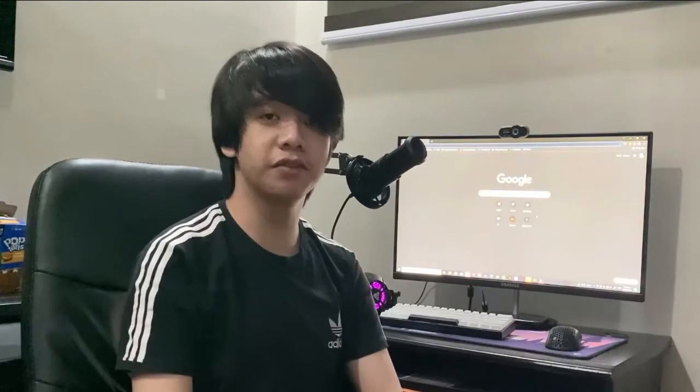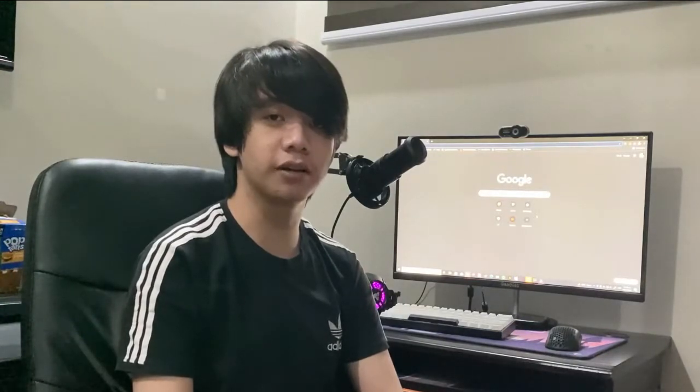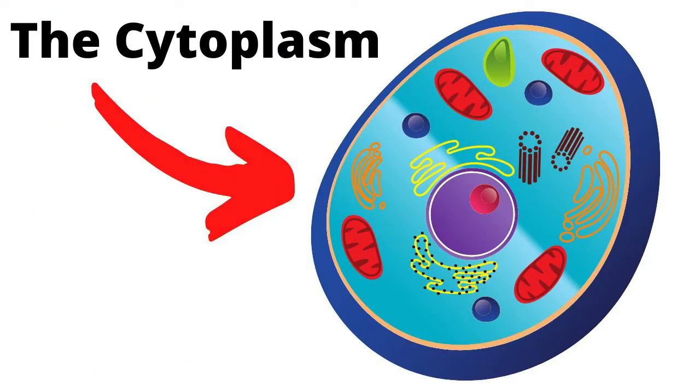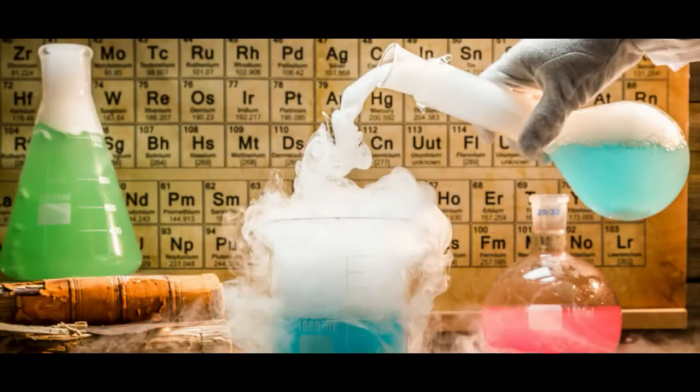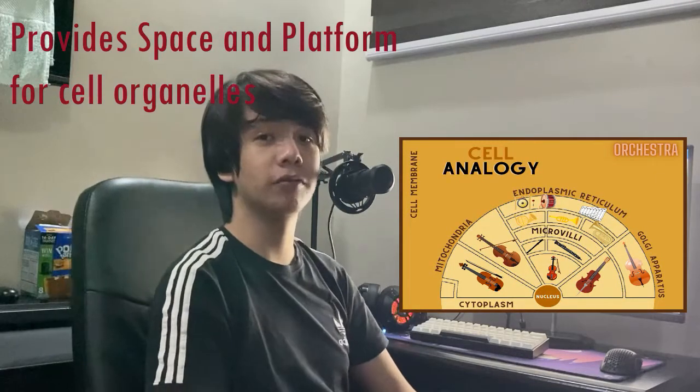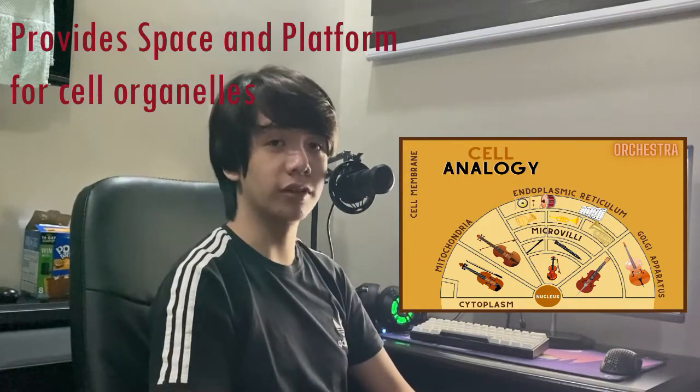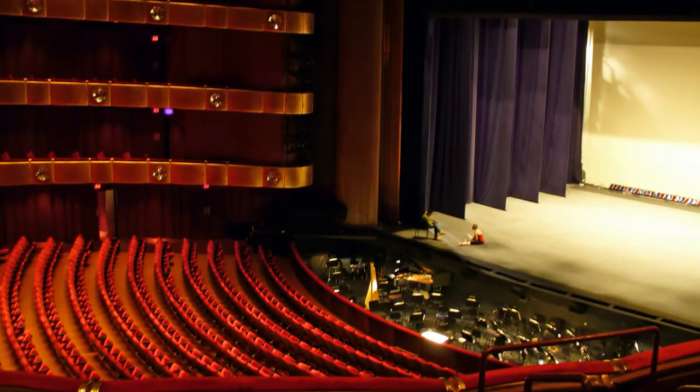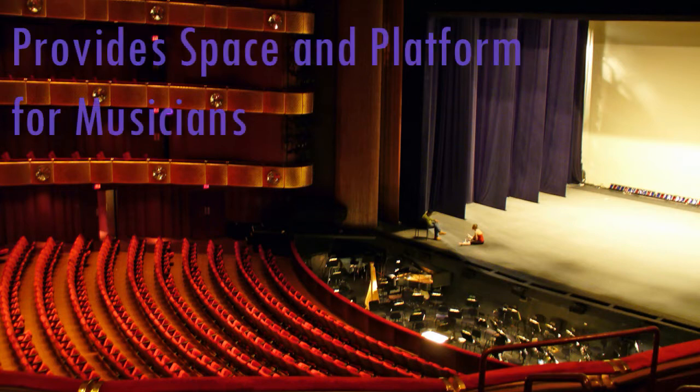But surely there must be something to keep the components in place, right? This is where the cytoplasm comes in. It is the gel-like fluid inside the cell, and it is the medium for chemical reaction. It provides a platform upon which other organelles can operate within the cell. Similarly, the stage is what holds the musicians of an orchestra. The stage provides space and platforms for musicians and their various instruments.